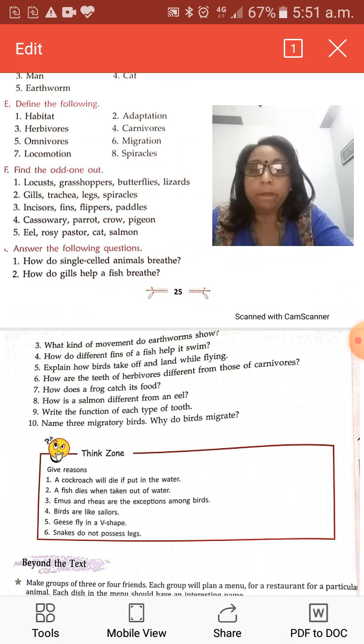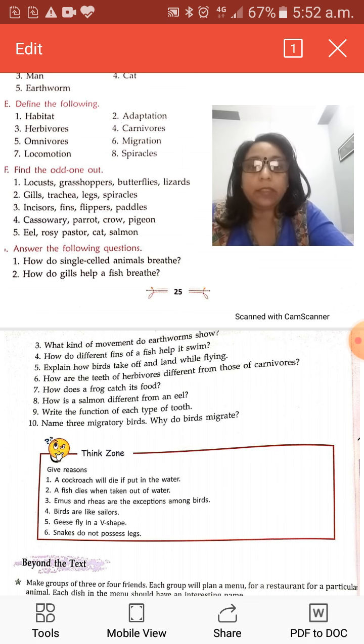Next exercise is the F part. We are doing find the odd one out, which is not suitable to the group, that we have to find out. So first is locust, grasshopper, butterflies and lizard. Locust, grasshopper, butterflies, they all are insects, and lizard is a reptile.